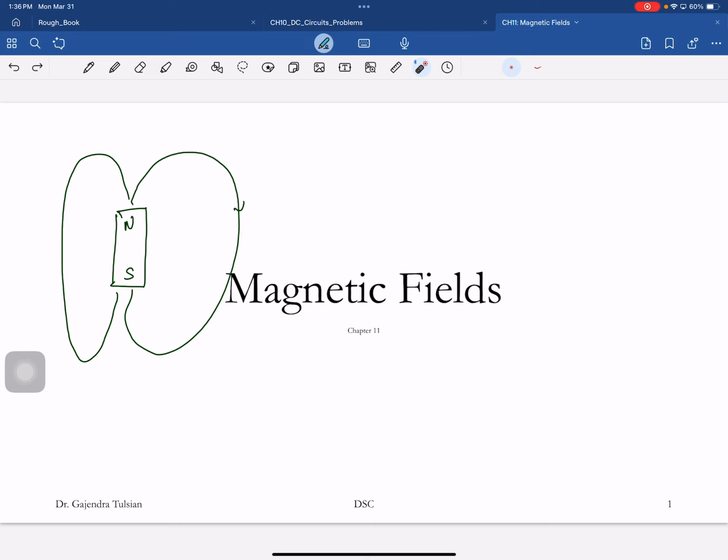What do we mean by vector field? So these field lines, you see the magnetic field lines start at the North Pole and end at the South Pole. The field lines tell you that at this point the magnetic field is tangent to the field line.